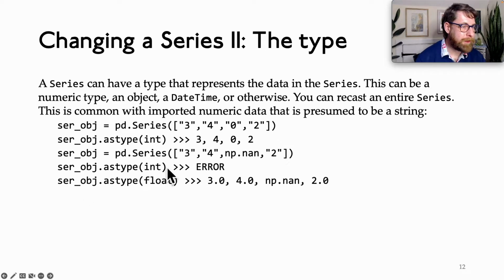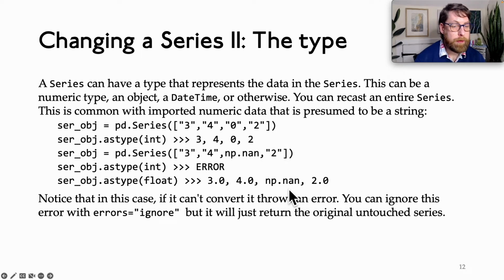But you'll notice here, for example, we have 3, 4, np.nan, and 2. If I go astype int, it'll give an error because np.nan is not an integer value. It's a float value. That just happens to be the case in Python. So if we actually convert it to a float, it'll work no problem. It'll be 3.0, 4.0, NaN will be in there as it is, and 2.0.